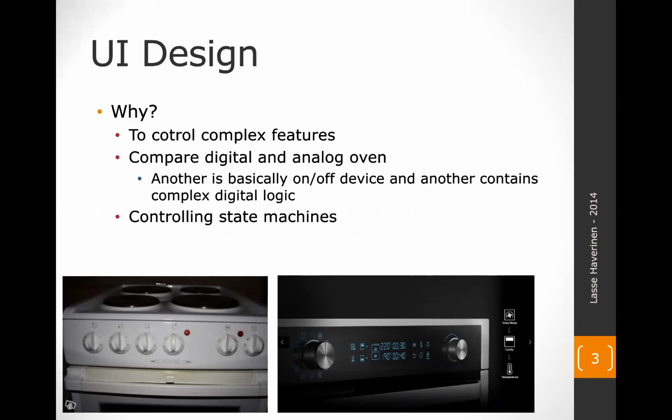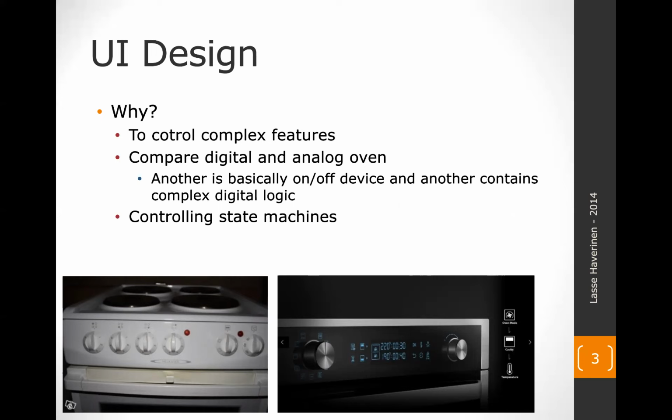So, why is user interface design needed in the first place, and what is the reason why people do it? You try to give some capability of controlling complex features or complex products. Here is an example of ovens. On the left side we have this classical analog oven, and on the right side this computer-controlled digital oven.